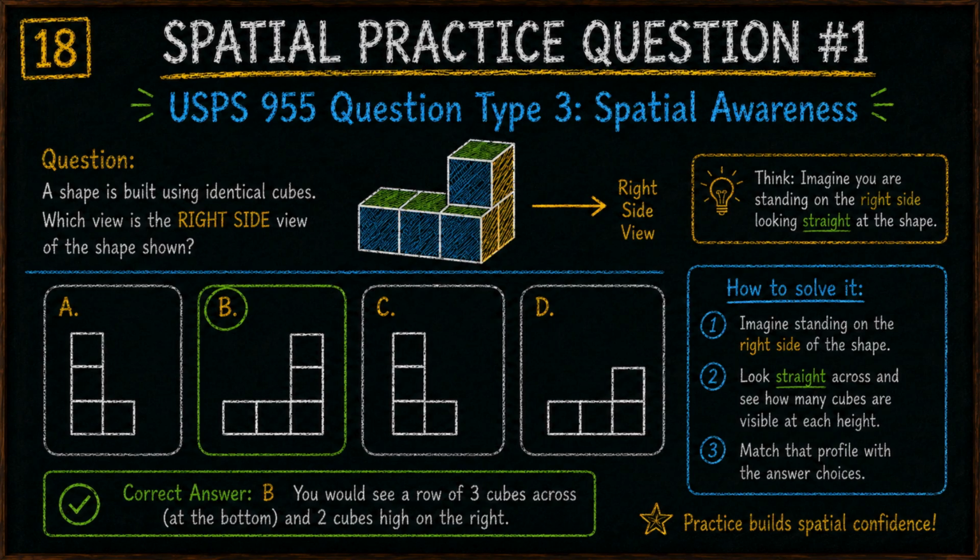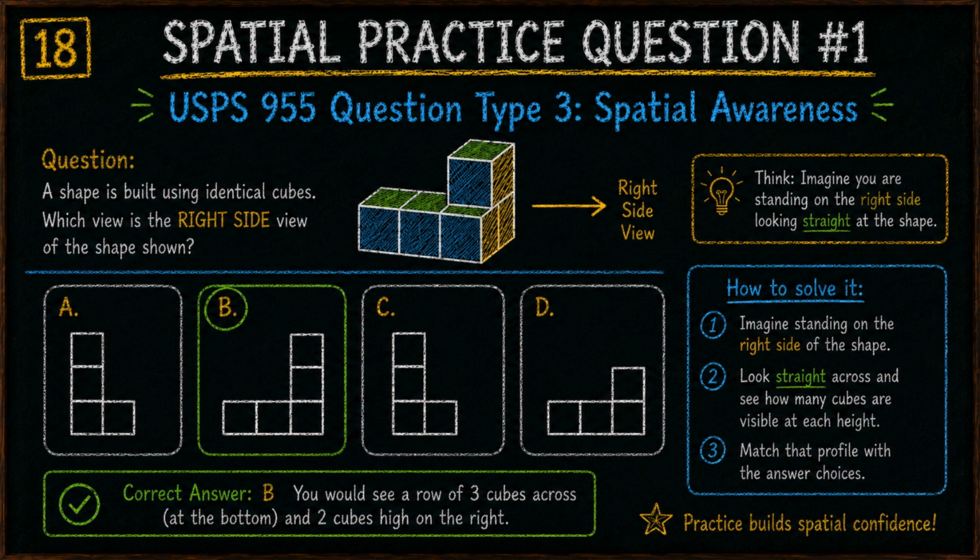Do not look from the front. Do not look from the top. Do not rotate the answer choices randomly. Stand on the right side. Now count what you would see. How many cubes are visible across the bottom? How tall is the stack? Where is the tallest column? What profile does the shape create from that side?